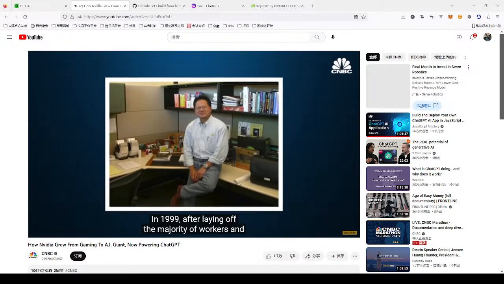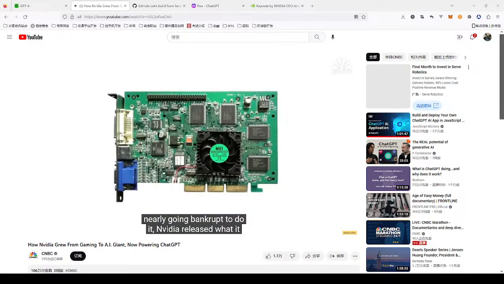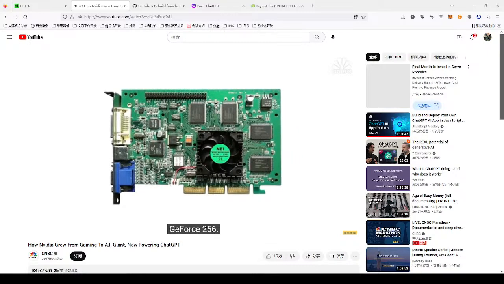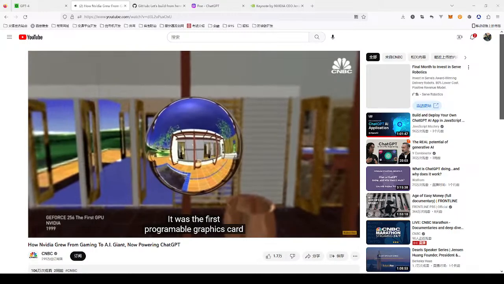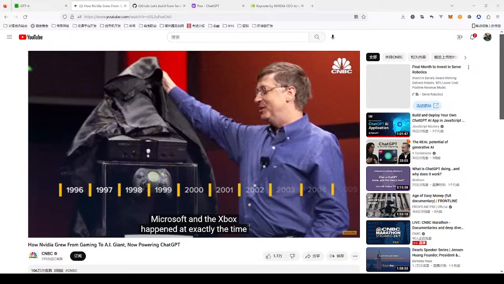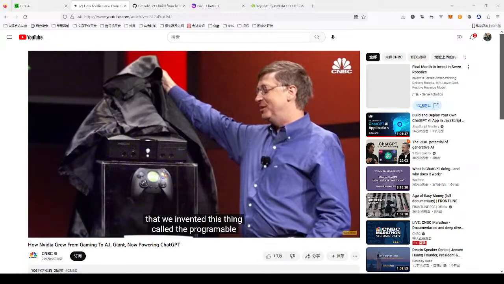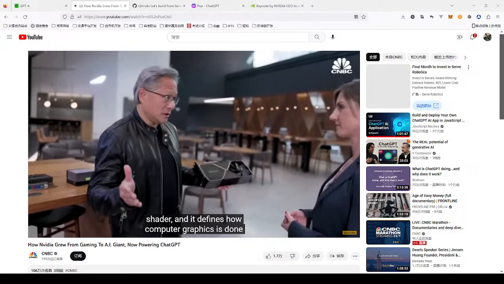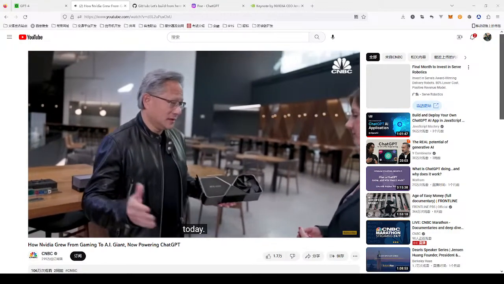In 1999, after laying off the majority of workers and nearly going bankrupt to do it, NVIDIA released what it claims was the world's first official GPU, the GeForce 256. It was the first programmable graphics card that allowed custom shading and lighting effects. By 2000, NVIDIA was the exclusive graphics provider for Microsoft's first Xbox. Microsoft and the Xbox happened at exactly the time that we invented this thing called a programmable shader, and it defines how computer graphics is done today.